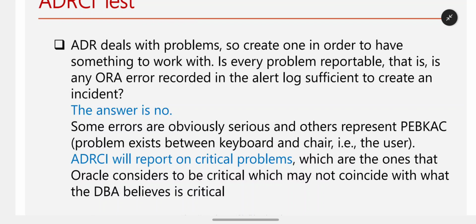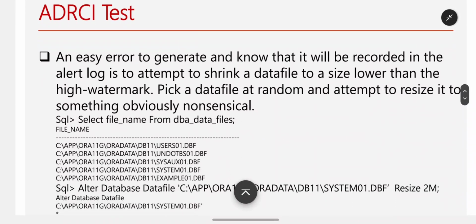Some errors are obviously serious and others represent PEBKAC, meaning problem exists between keyboard and chair, that is, the user. ADRCI will report on critical problems, which are the ones that Oracle considers to be critical, which may not coincide with what the DBA believes is critical. An easy error to generate and know that it will be recorded in the alert log is to attempt to shrink a data file to a size lower than the high watermark.